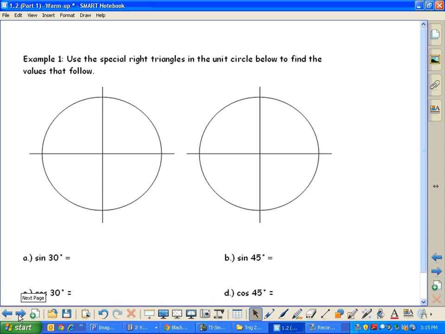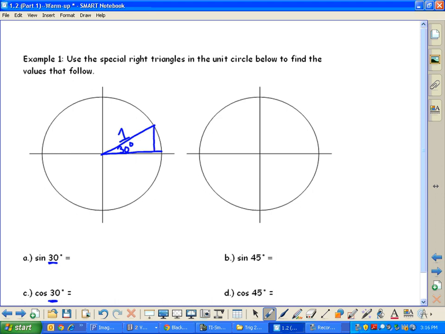Okay, so in example 1, what I'm going to do is use this idea of SOHCAHTOA to support why I can find the sine of 30 by just looking at the coordinates on the unit circle. So I have the sine of 30 degrees there. First thing I would do, looking at parts A and C, I notice that I'm asked to look at a 30-degree angle. So I'd probably start by drawing a 30-degree angle in there. Again, the radius is 1. Theta was 30 degrees.